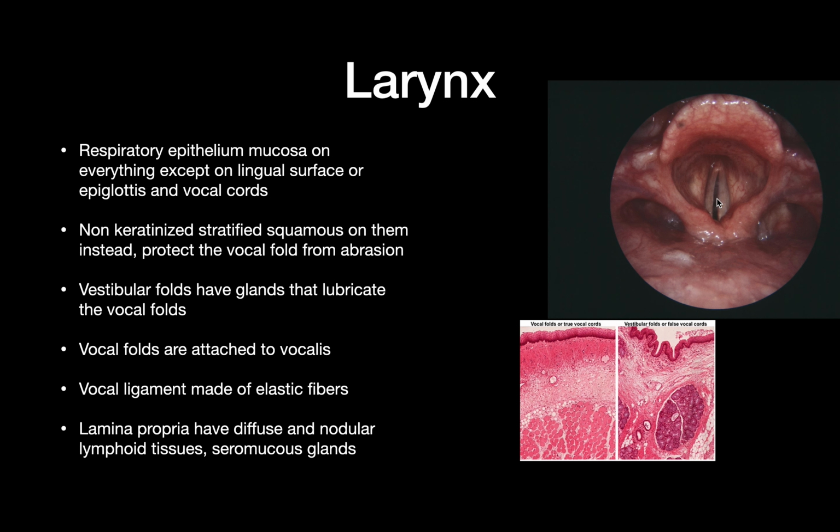And the lamina propria of all these structures will have diffuse, as you can see here, nodular lymphoid tissue. So there's going to be the lymphoid nodules, not the nodes, sorry, along with a bunch of seromucous glands. So this is the difference between a vocal cord, or the true vocal cords, and the vestibular or false cords. As you can see here, they're stratified. There's some septa here, but there's no actual mucus producing cells. Here, there's a lot more structures. Here are the nodules, and down over here would be the seromucous glands.